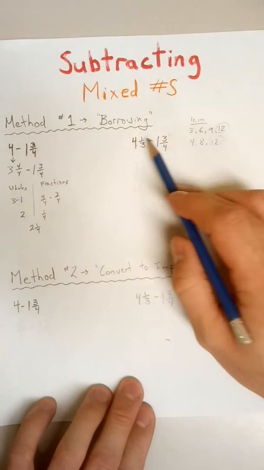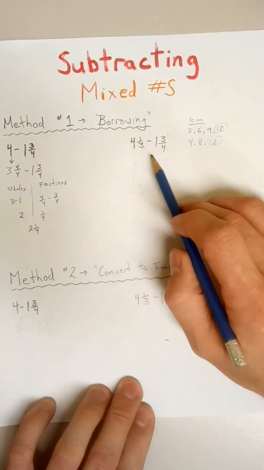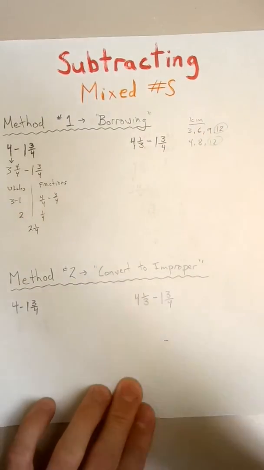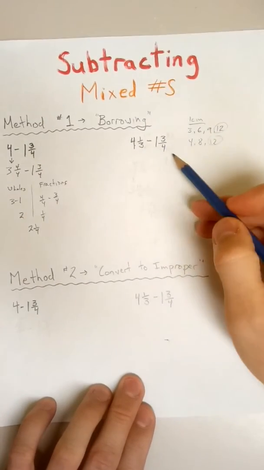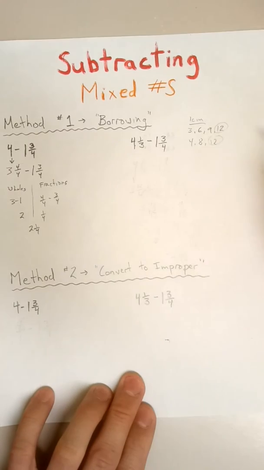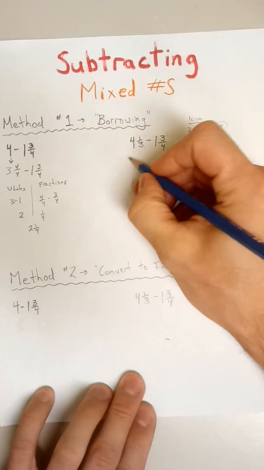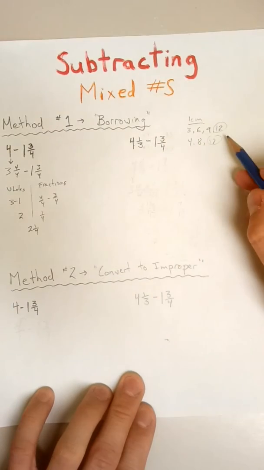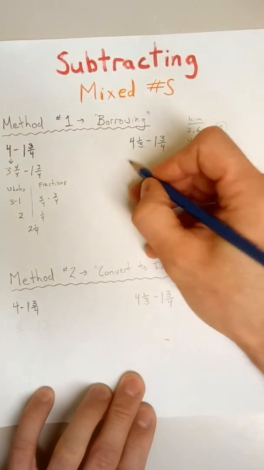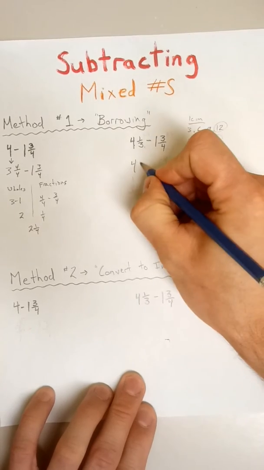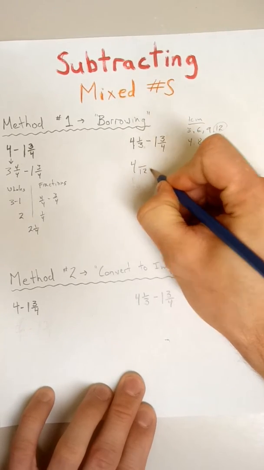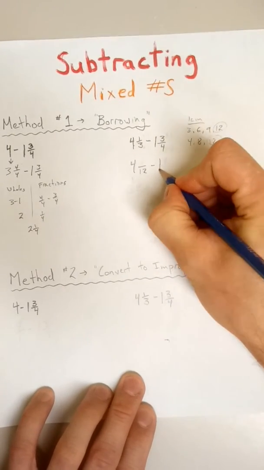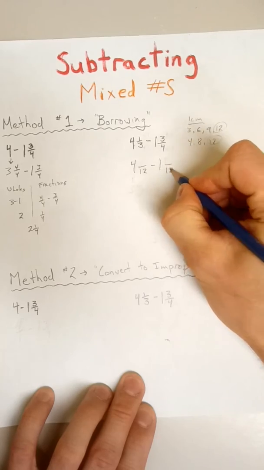Same thing, you can do the same thing when you have two mixed numbers. Let's start by using a common denominator for these two fractions to see if we can subtract them. So I've got 4 and 1/3 and 1 and 3/4. Lowest common multiple is 12. So I'm going to rewrite these as equivalent fractions using the common denominator of 12.